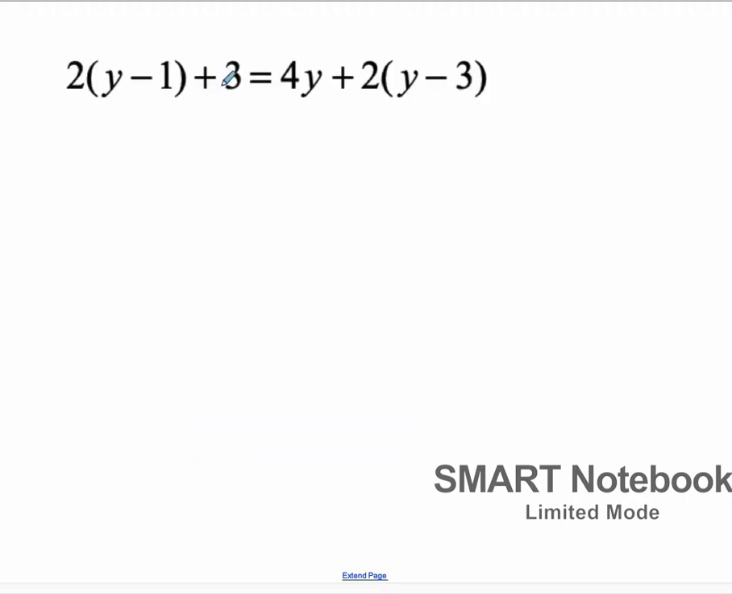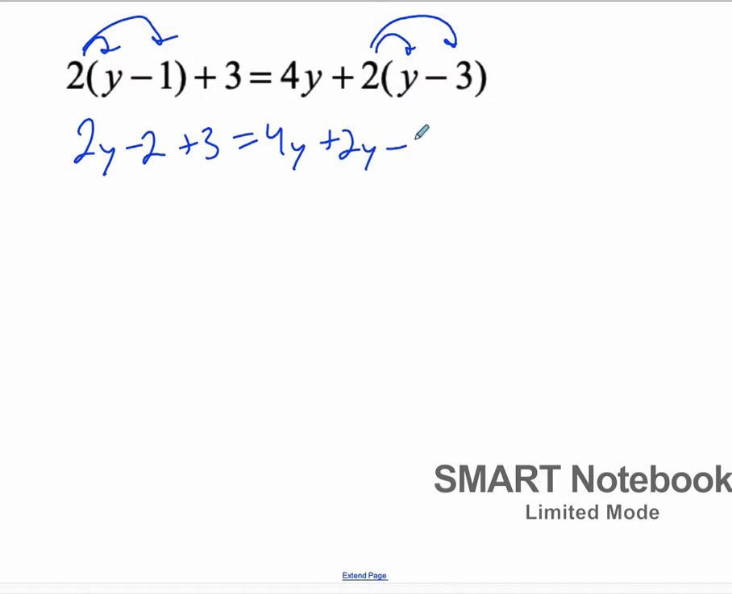Okay, next we have one with brackets. So first, if you have brackets, you usually want to expand the brackets first. Okay, so we have 2y minus 2 plus 3 equals 4y plus 2y minus 6. So on the left hand side, we can add these together. Negative 2 plus 3 is 1. And over here we have 6y minus 6. And at this stage we can't simplify anymore.